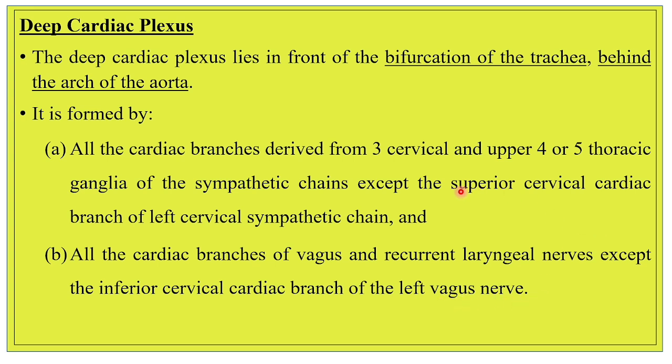Why? Because the superior cervical cardiac branch of the left cervical sympathetic chain and the inferior cervical cardiac branch of the left vagus nerve are contributed to the superficial cardiac plexus. So except these two, all the other branches are derived to form the deep cardiac plexus.